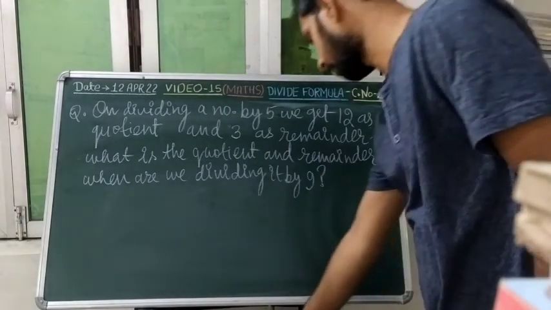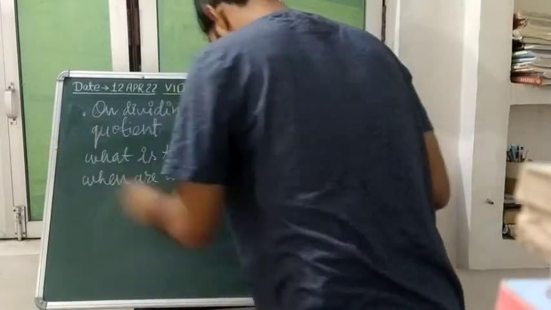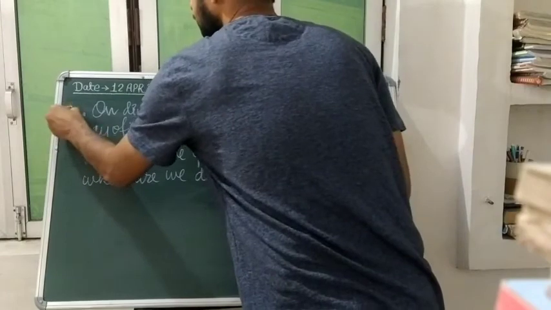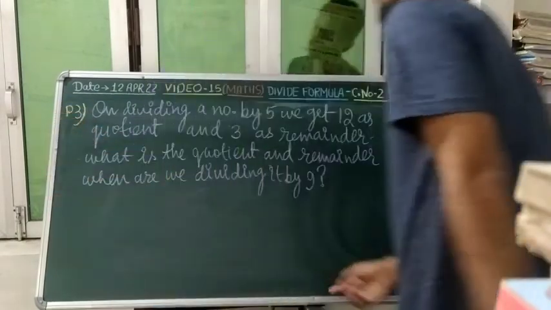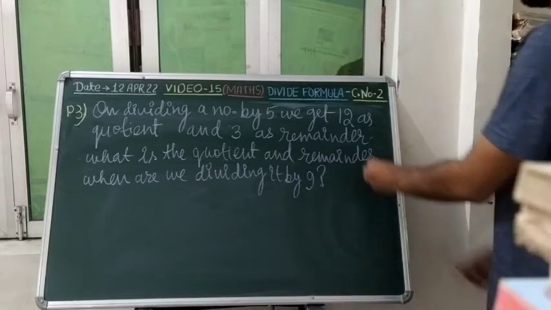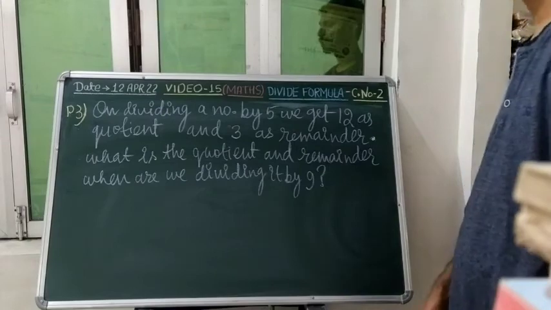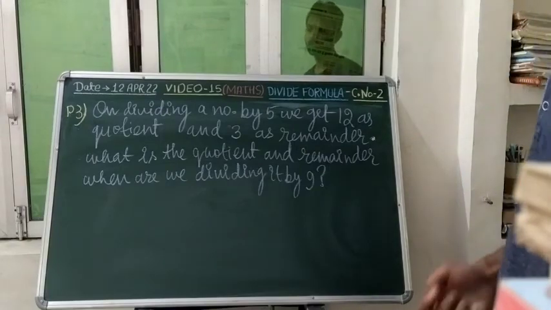Now move to problem number 3. And problem number 3 is, on dividing a number by 5 we get 12 as quotient and 3 as remainder. What is the quotient and remainder when we divide it by 9? Based on it I have given you the solution. So now what is the quick way of solving it?